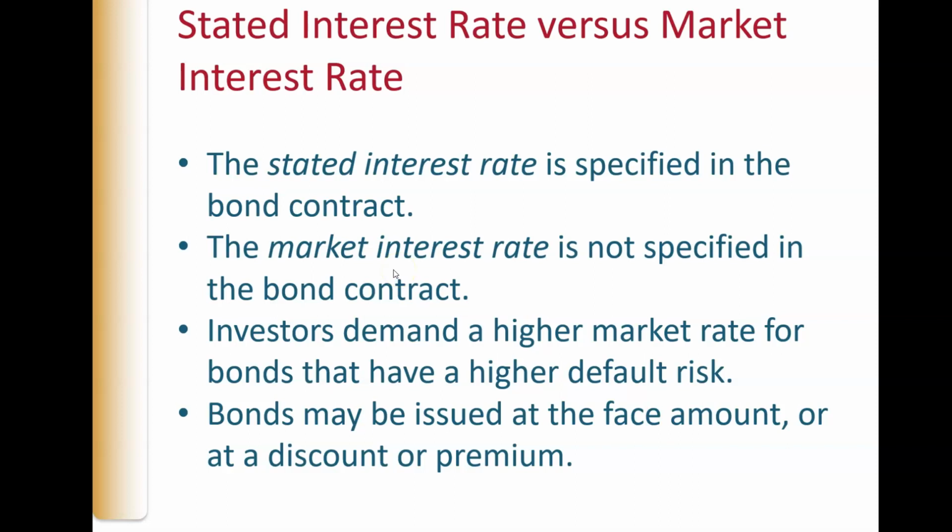So there's a stated interest rate versus a market interest rate. The stated interest rate is the one that's actually on the bond contract, on the piece of paper you get when you purchase a bond. The market rate is based on that federal funds rate. So bonds can be issued at the face amount, meaning the market rate is the same as the interest rate. They can be issued at a discount or they can be issued at a premium.